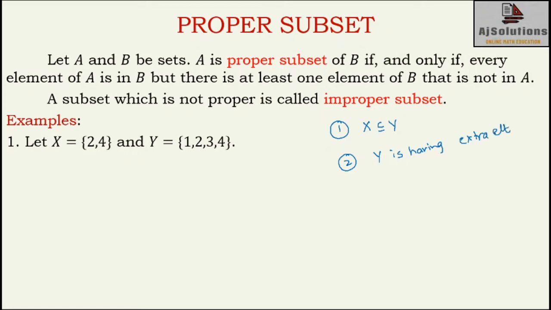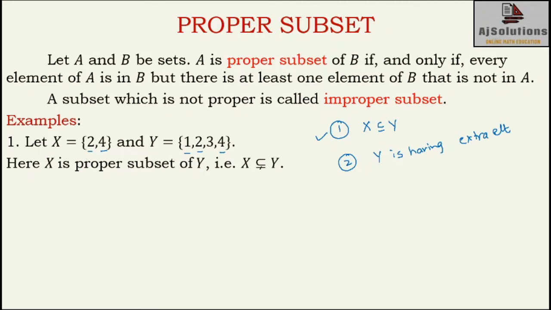Okay, so let's check this one. We have 2 and 4 in X, and we have 2 and 4 in Y. So that means X is a subset of Y. Number 1 is done. And number 2, Y has an extra element. Do we have an extra element in Y? Yes. We have 1 belongs to Y, which is extra because it is not present in X. So that is why I can say X is a proper subset of Y.